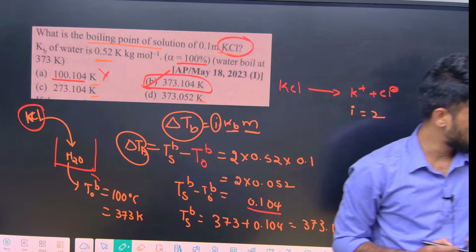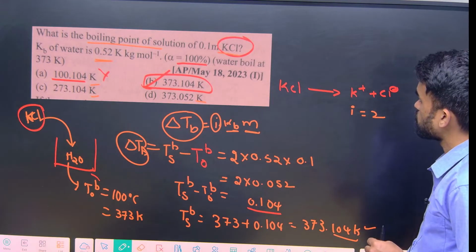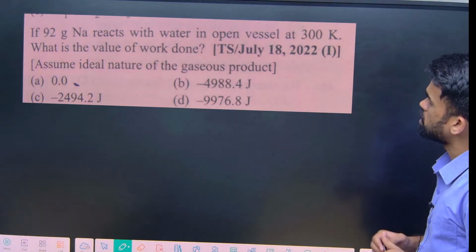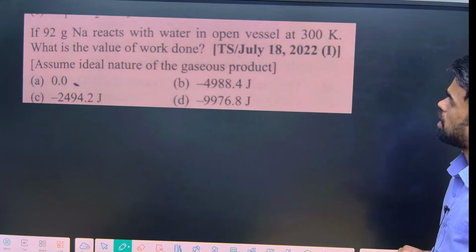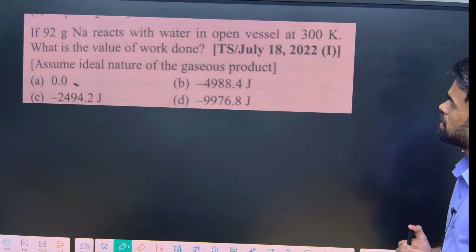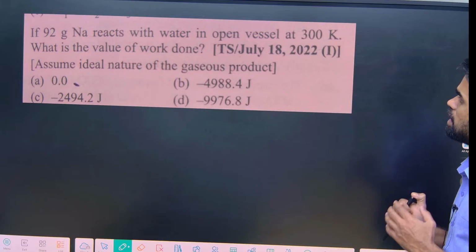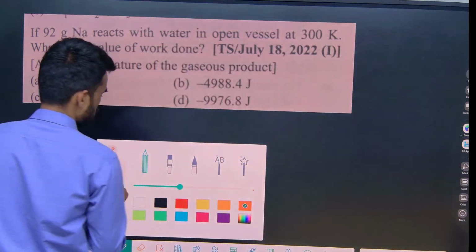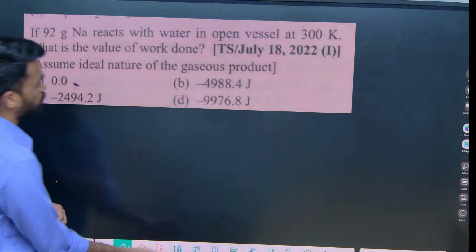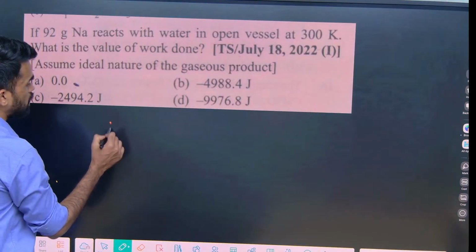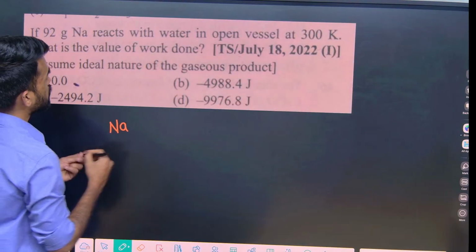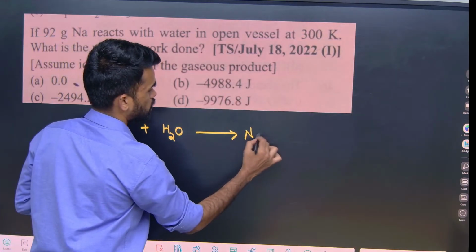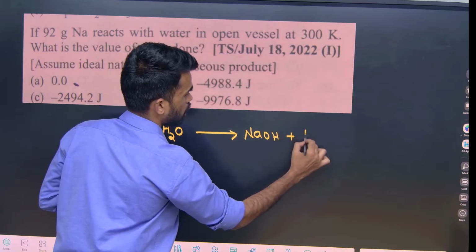Let's move forward. Now try to solve this question. The question says, if 92 grams of sodium reacts with water in an open vessel at 300 Kelvin, what is the value of work done? See, this question is from thermodynamics. So how can you solve this? 92 grams of sodium, it means sodium when reacting with water, what happens? We will get sodium hydroxide plus hydrogen gas.